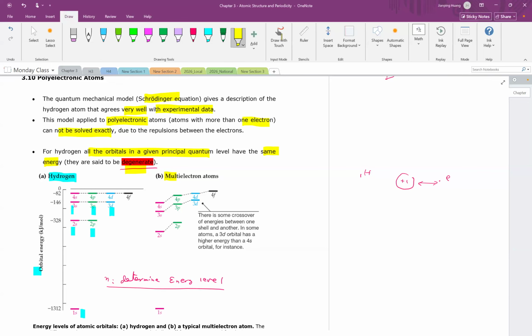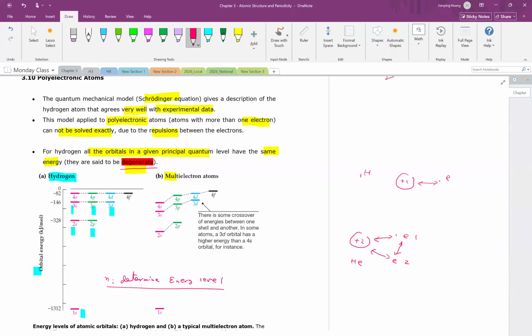Why? Because besides attraction, they also have a repulsion, such as, let me show you, helium. You have 2 protons, see? Electron 1, electron 2. You have an attraction here, you have an attraction here, but here is what? You have a repulsion.